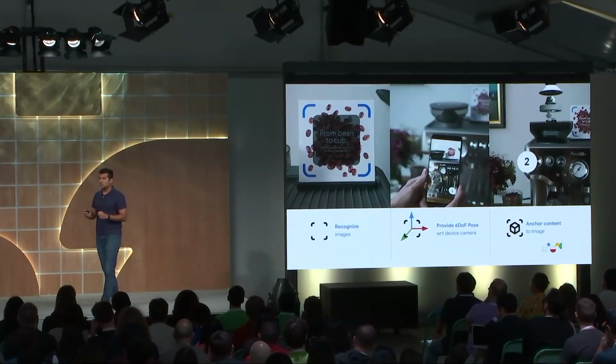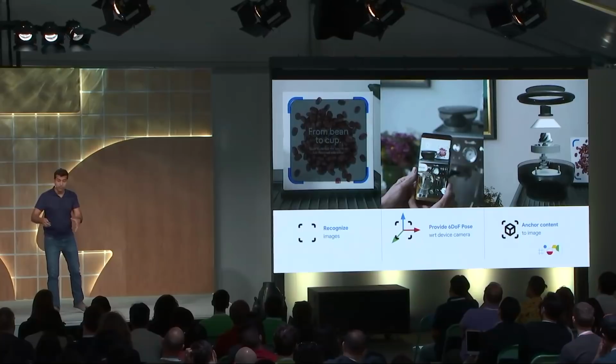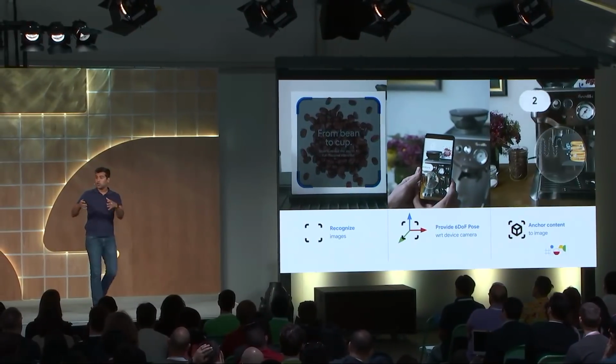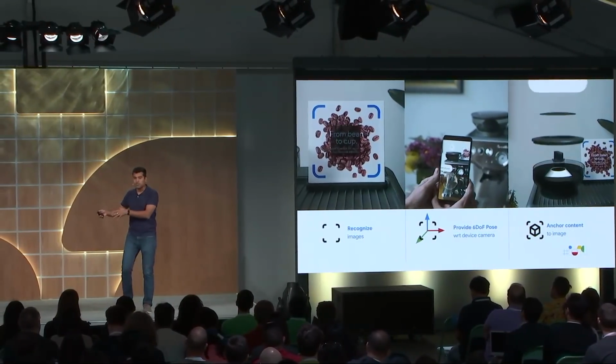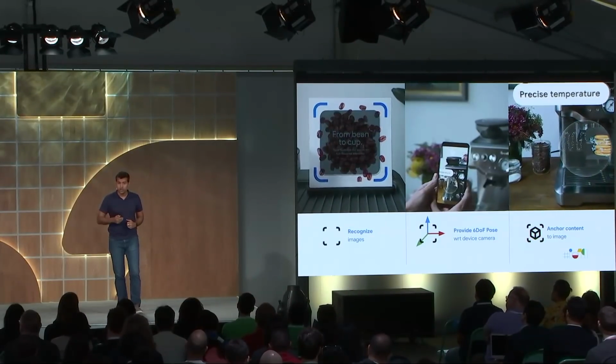And this is what allows you to go to the third step, which is to take this information and augment 3D content on top of it. And when you augment 3D content on top of the image or offset from the image, the content would stay there regardless of how you move your device around. And that creates this illusion of the virtual content being stuck to the real world.